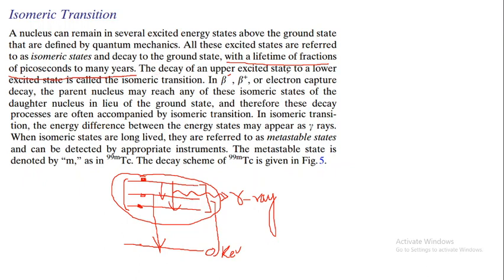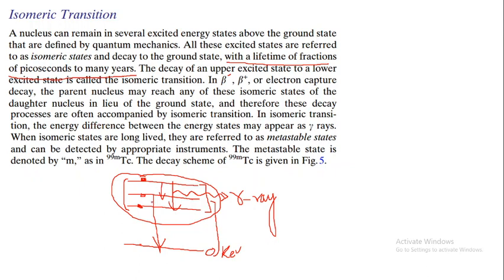The decay of an upper excited state to a lower excited state is called the isomeric transition. In beta negative, beta positive, or electron capturing decay, the parent nucleus may reach any of these isomeric states of the daughter nucleus in lieu of the ground state. So it considers, in lieu of the ground state, that this is the ground state, otherwise this is not a ground state. This is above the ground state, so it is not a true stable state. Due to this reason, these decay processes are often accompanied by isomeric transition.